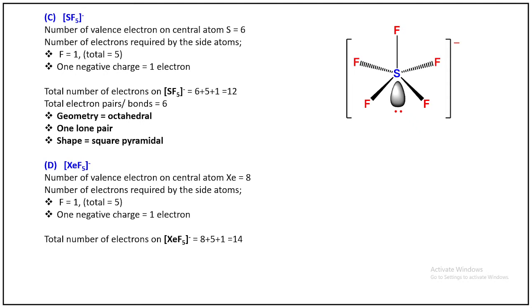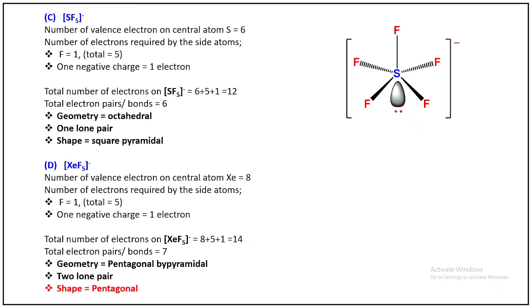See, you calculated within seconds, so you can answer the question very easily. 14 means how many bond pairs? 7. Right? And among the 7, only 5 positions are occupied, so what will be its shape? Can you guess? The geometry is pentagonal bipyramidal, right? In that, 2 lone pairs are there. So the shape will be pentagonal.